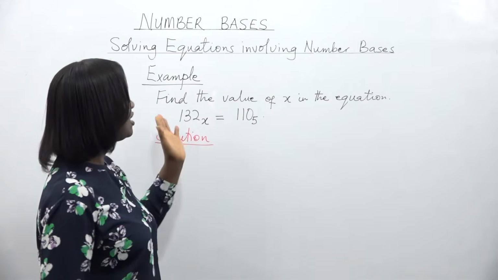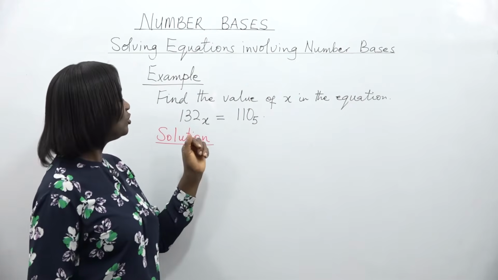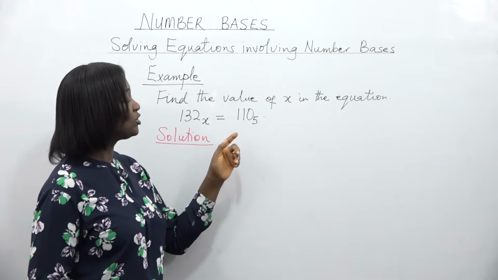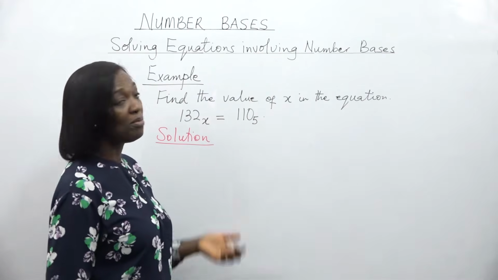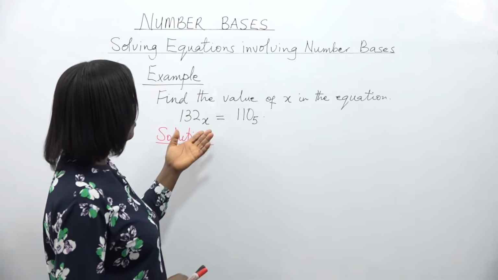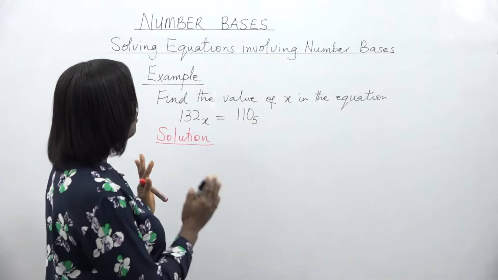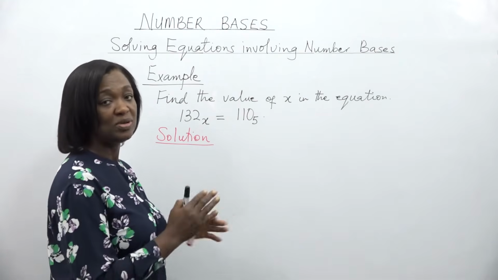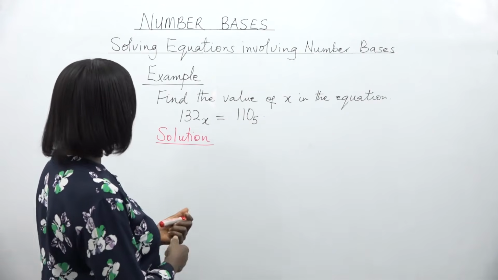We're still solving equations involving number bases. This example says, find the value of x in the equation 132 base x is equal to 110 base 5. So the base of the first number is not known. So what do you do? You have a number in base x and a number in base 5. So first, convert both numbers to base 10, and then you'll be able to solve for x.